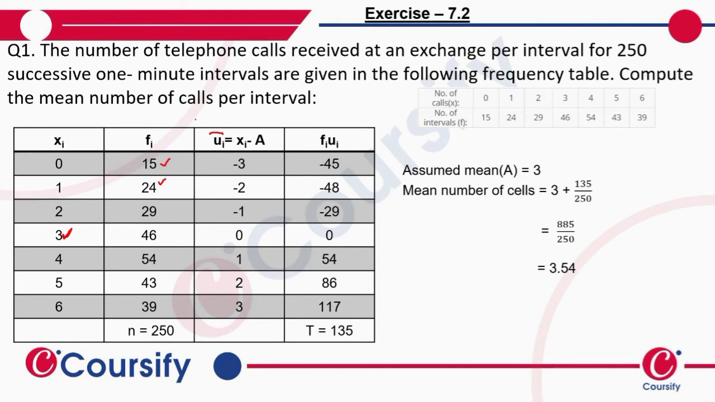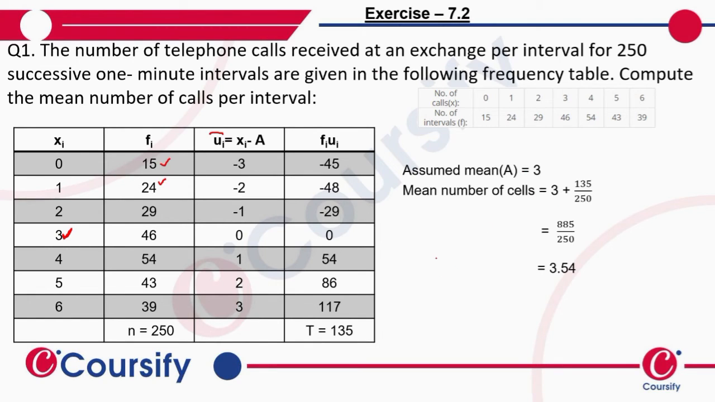When we calculate ui, we will subtract the assumed mean from our x value. So from 0, when we subtract a, we will get minus 3. From 1, minus 2. From 2, we'll get minus 1. Then from 3, we'll get 0. Again 1, 2, and 3.